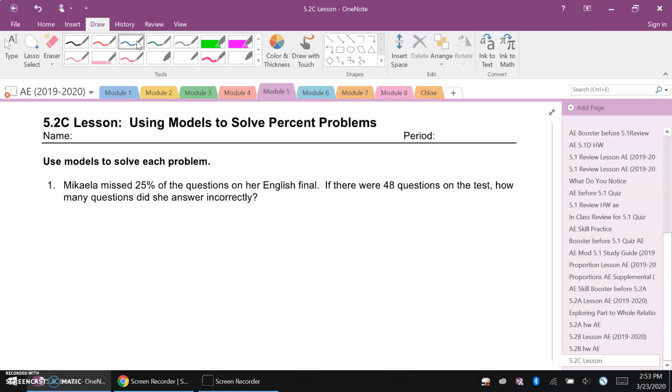So what's important to do is to figure out what is our part and what is our whole. When it says there are 48 questions on the test, that's going to be the whole. And when it says how many questions did she answer incorrectly, that's going to be the part that we're searching for. Just a reminder, what we're looking for is part of our let statement. So we're going to let X equal questions answered incorrectly.